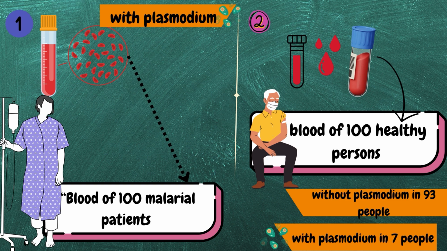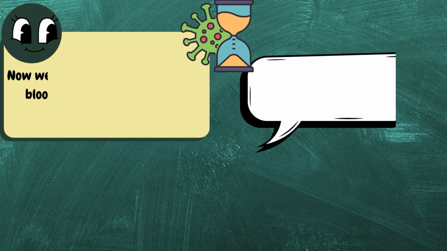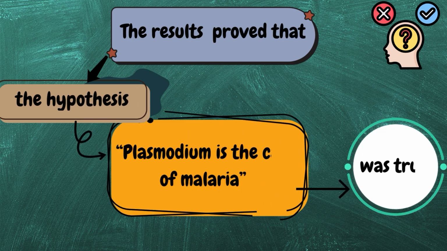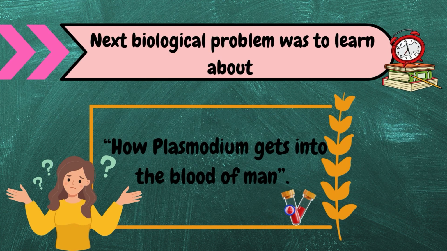Now we know that Plasmodium in the blood of healthy people was an incubation period. So what is incubation period? It is the period between the exposure to an infection and appearance of the first symptom. We can also say that it is the period between the entry of parasite into the host and the appearance of symptoms. So above results prove that the hypothesis, Plasmodium is the cause of malaria, was true. So that is the result of first biological problem.